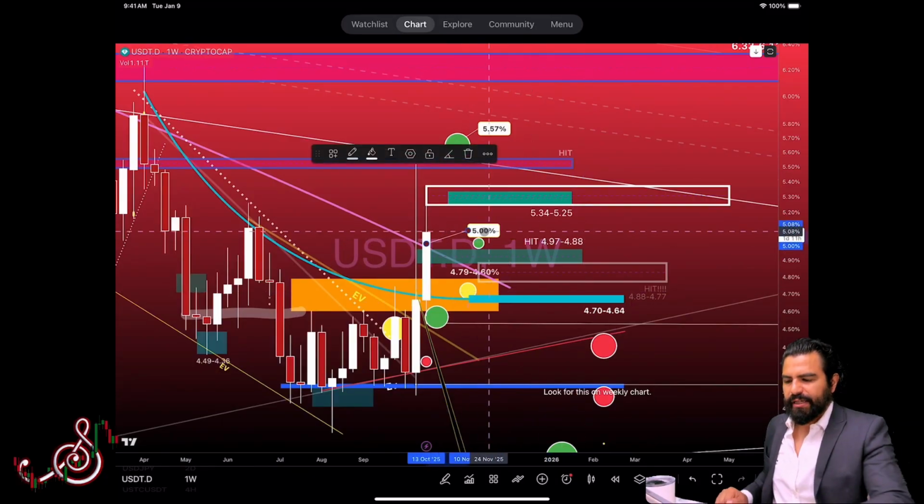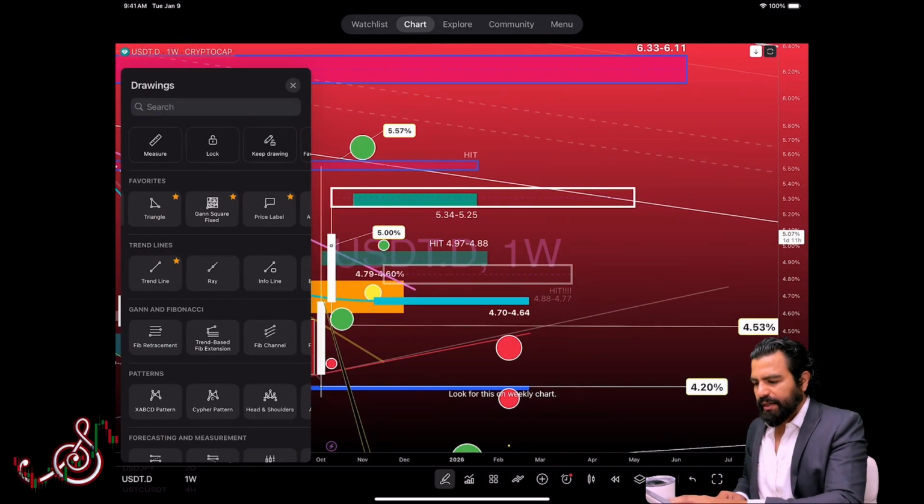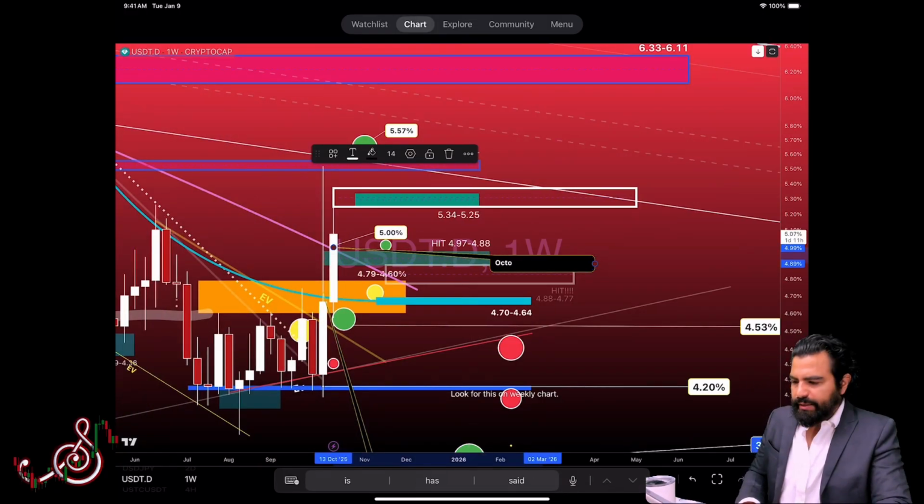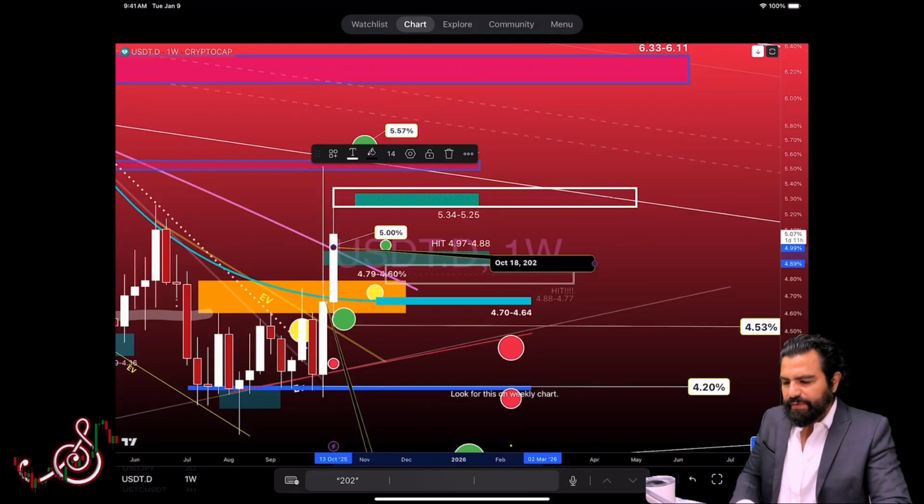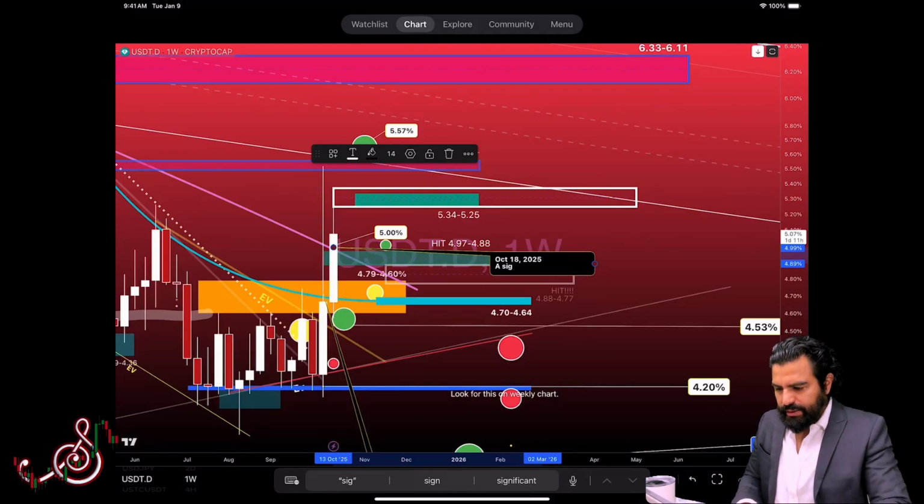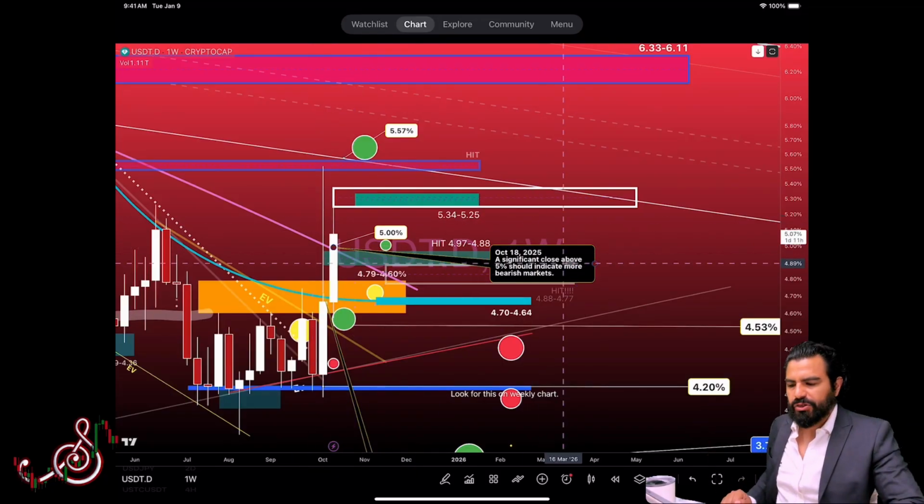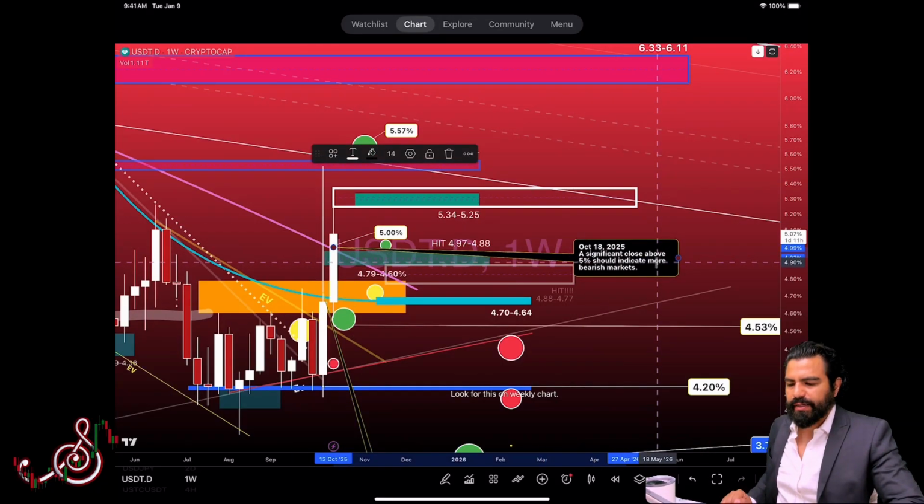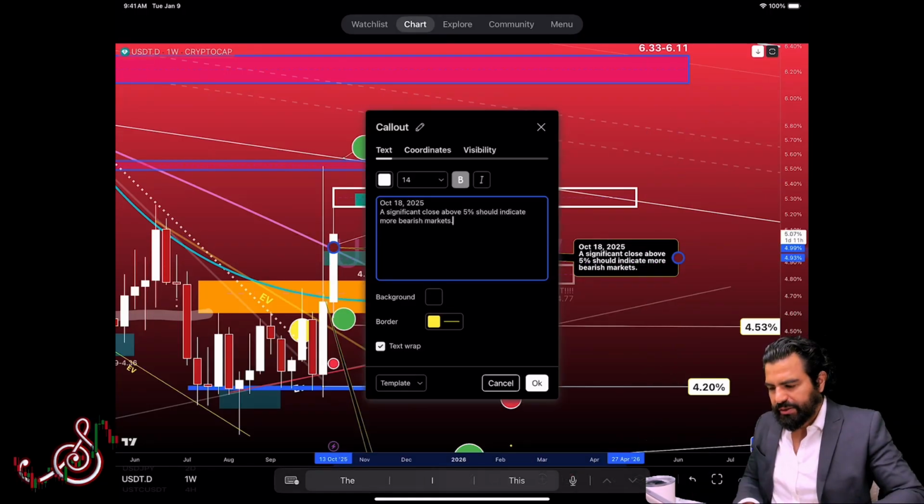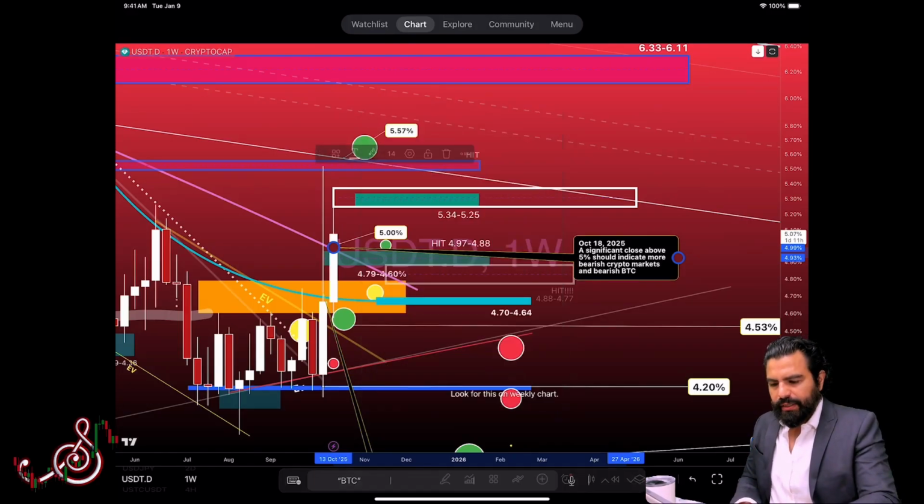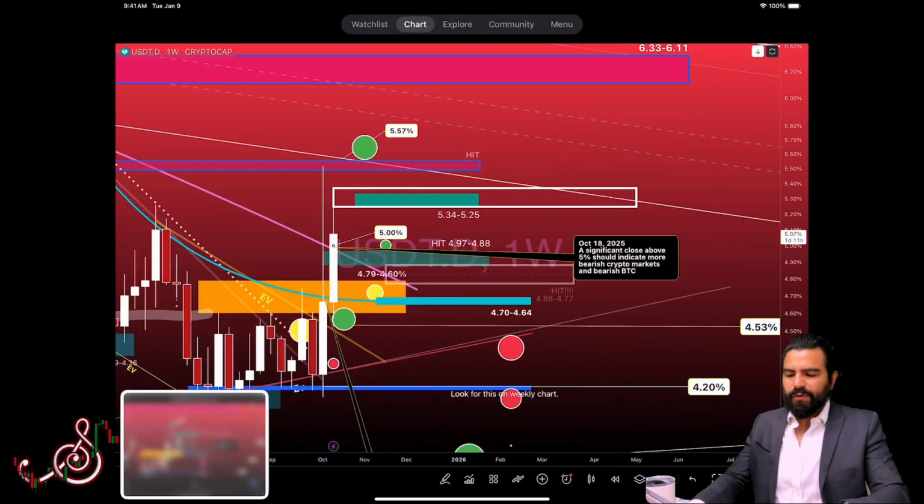Sunday, 8 p.m. Eastern Standard Time. I'll do a little call out so you guys have a record of my analysis. Today is October 18th, 2025. A significant close above 5%, something like this, would be significant and should indicate more bearish markets. I should say bearish crypto markets and bearish Bitcoin. A lot of this chart indicates what happens on Bitcoin.